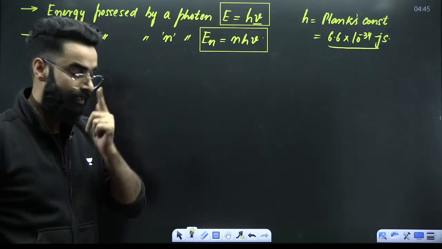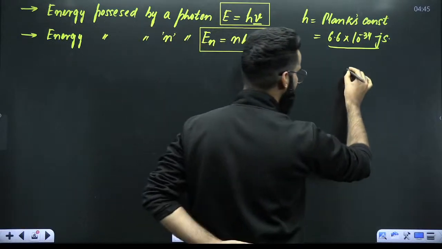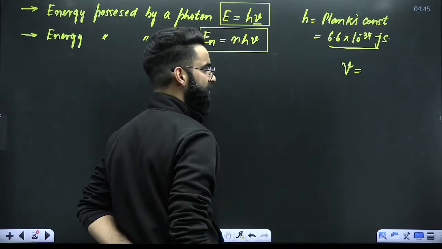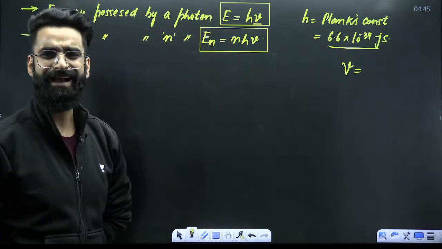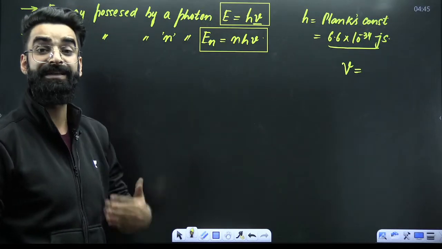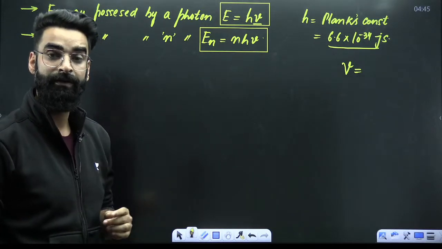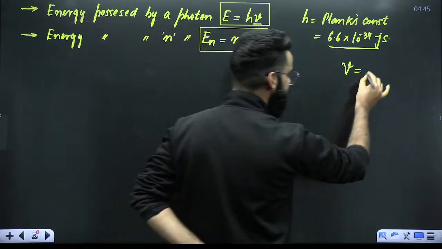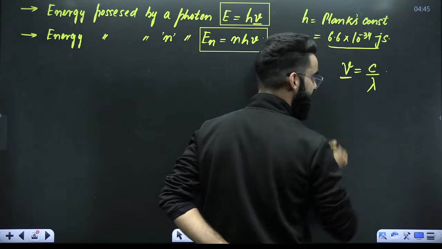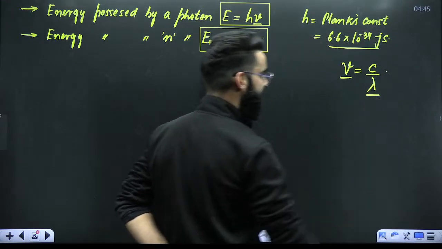Right, people? Now, as you all must be knowing, frequency of light. Frequency in terms of wavelength, what is it equal to? Quickly, frequency of the light is equal to c divided by lambda. This nu represents the frequency of light. This lambda represents the wavelength of the light.